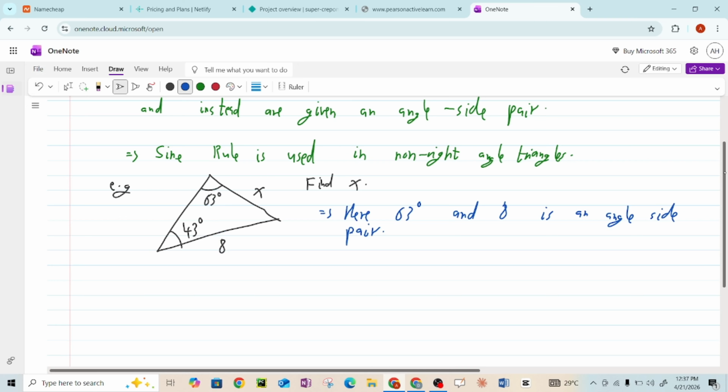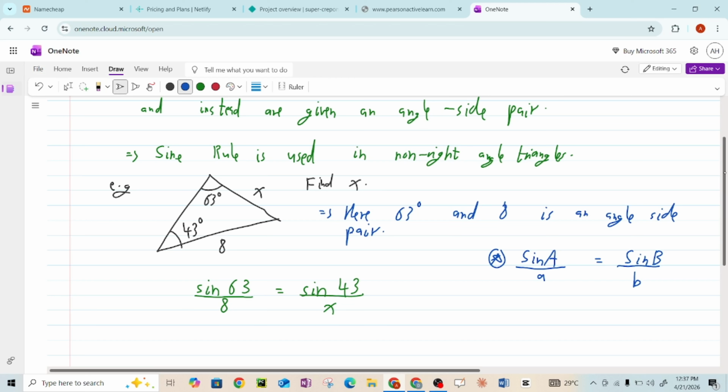Now, one thing to keep in mind, what's the sine rule actually? Sine of 63 over 8. So we take one angle, sine of 63 over 8 is equal to sine of 43 over x. That's what sine rule is. Sine rule tells us sine of A, so the angle A, divided by small a, the side that it's facing, is equal to sine B, then another angle B, divided by the side b, the side that it is facing.